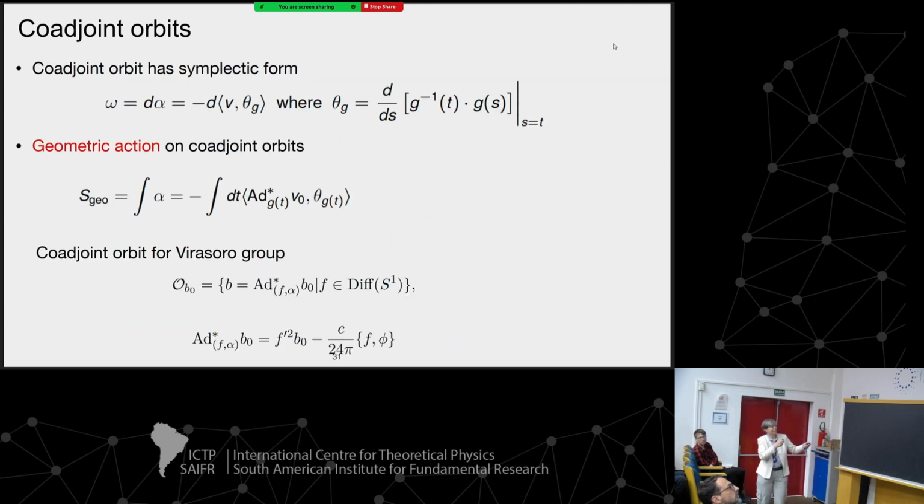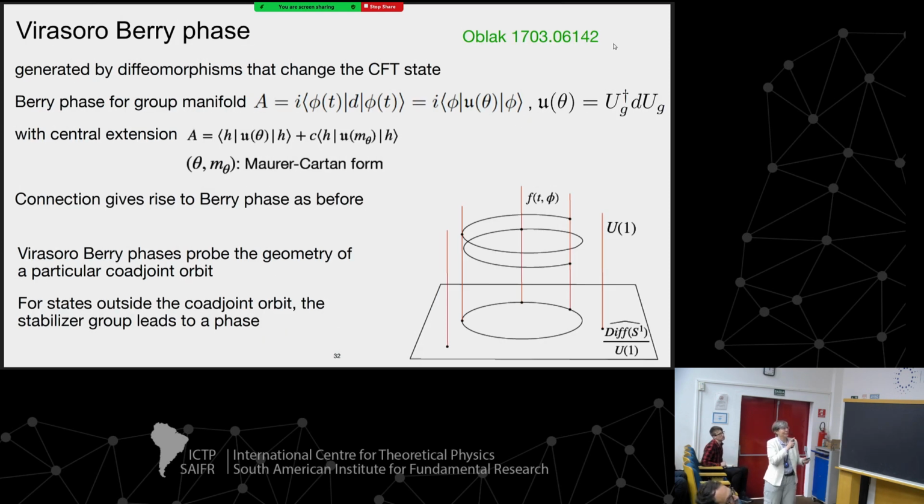Then again, this co-adjoint orbit has a symplectic form, and you can define the so-called geometric action, where you just integrate over the symplectic form. Then you can write down the co-adjoint orbit for the Virasoro group, which essentially contains this Schwarzian derivative here. I'm going very fast. If it's too fast, please ask me afterwards. Now the nice thing is, there's this very nice paper by Oblak, which we benefited a lot from. You can actually write down a Virasoro Berry phase, using the general group theory formalism that I had before and just using it for the Virasoro symmetry.